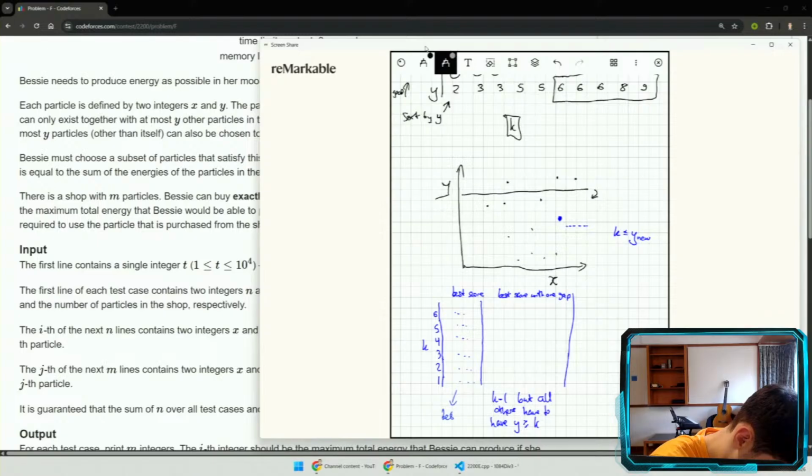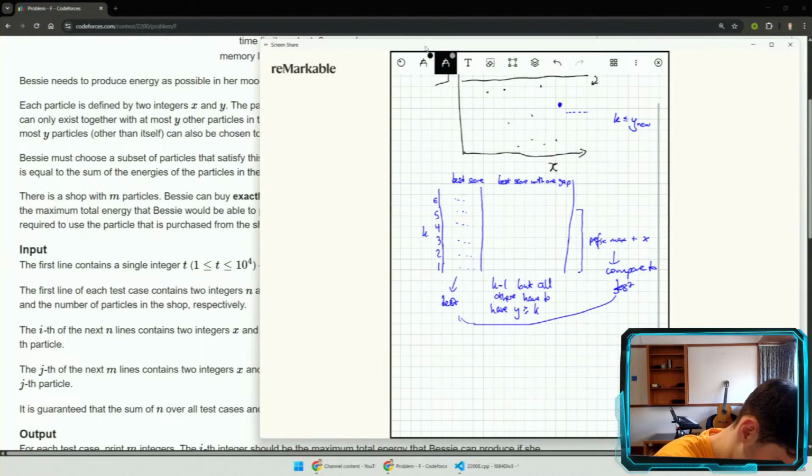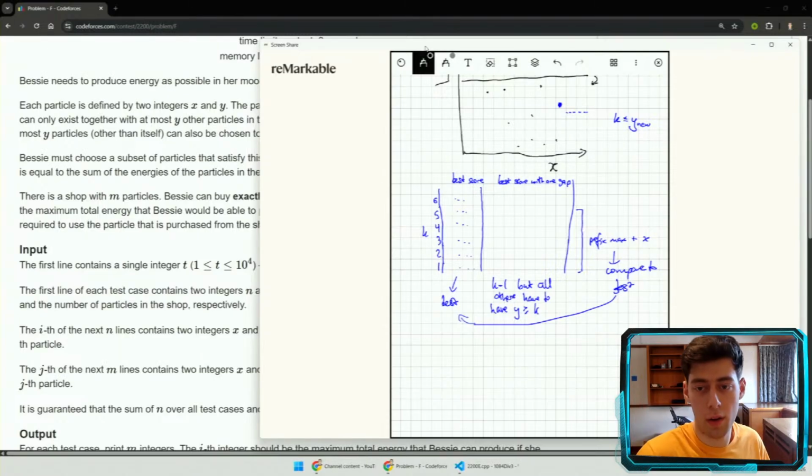So just best here, and then y new gives us a cap for k, and then we go up to that cap in that prefix. We should have prefix maxes calculated on this, and so we take this prefix max and then plus x, and then we just compare to this best over here, and that should do it. Okay, that should be it. That should be it.